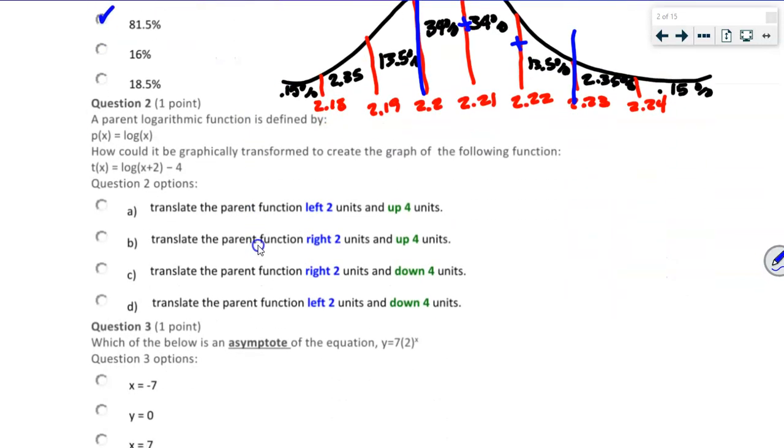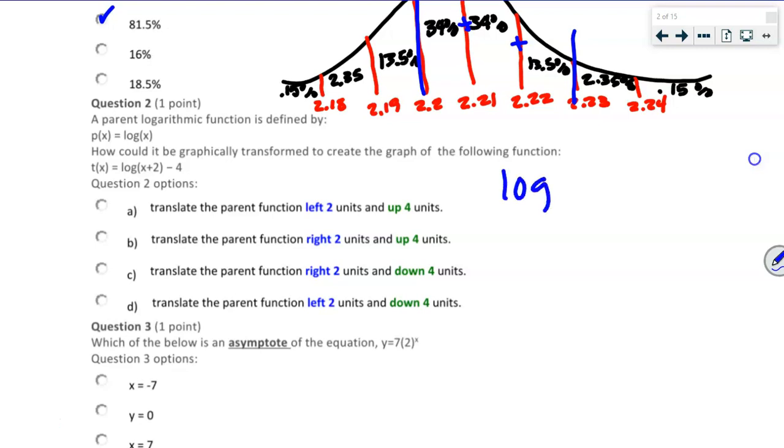So the next one says a parent logarithmic function is defined by p of x equals log of x. How could it graphically be transformed to create the graph of the following function? So this is t of x is equal to log of x plus 2 minus 4. So remember our h and k formula.